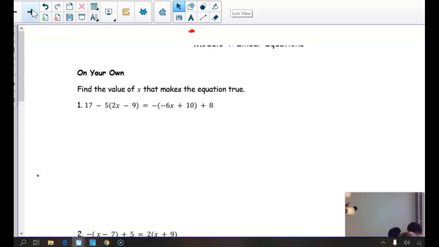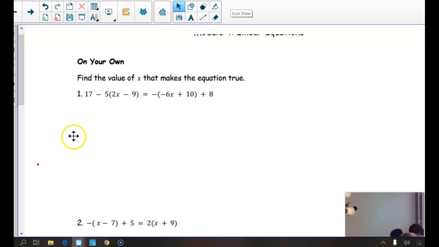Okay, we're going to skip a couple more. We're going to go to on your own. Now, in my notes, I have all the steps laid out for you for these problems. So please, if you're having a difficult time, look at those notes. Otherwise, we're just going to try one more together and then you can go enjoy your day.